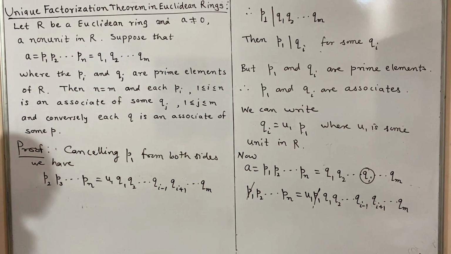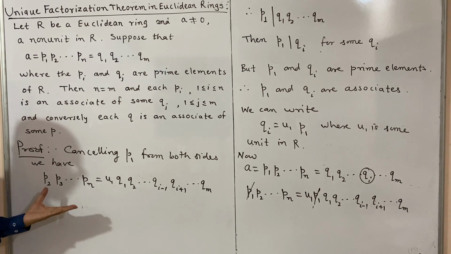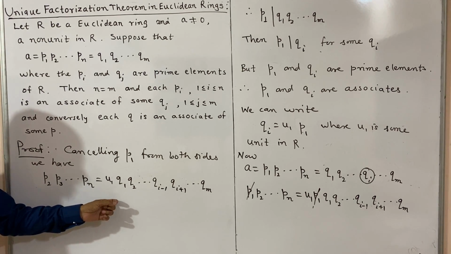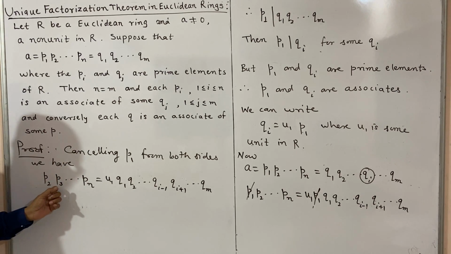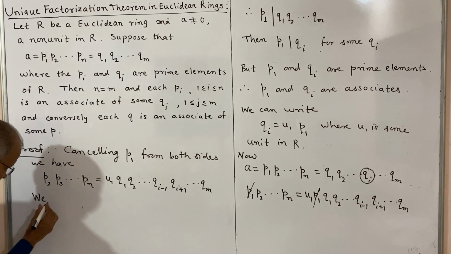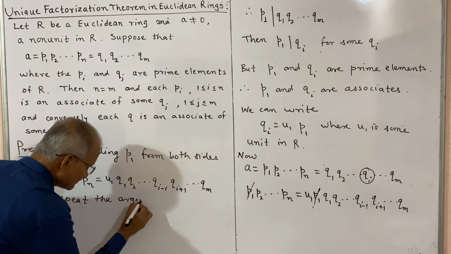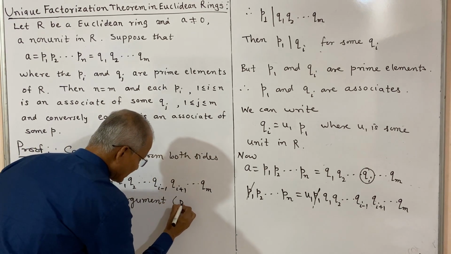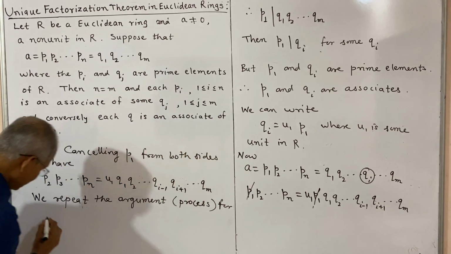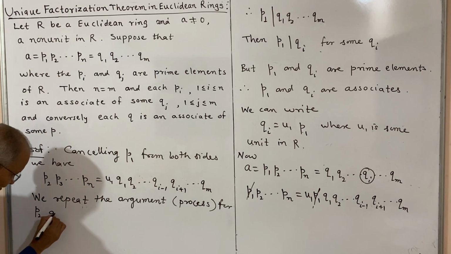So thus we have cancelled out P1 from both sides, and now we repeat the same argument with P2, and P2 can be cancelled, and we continue this process for P3 and so on. So we repeat the argument or process for P2 and so on.